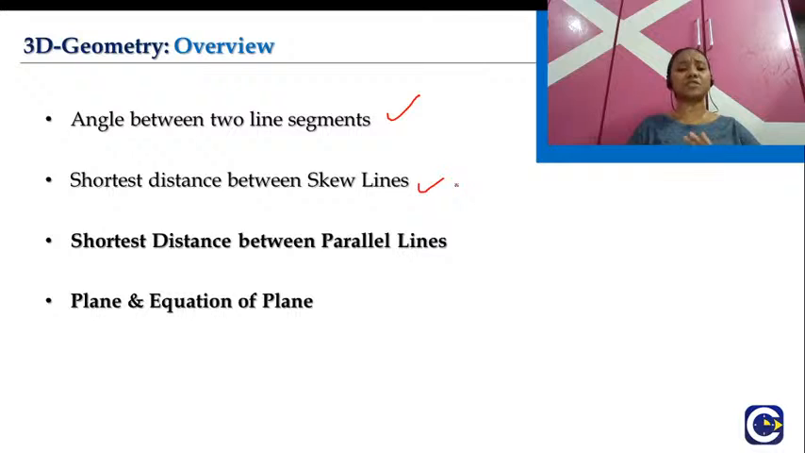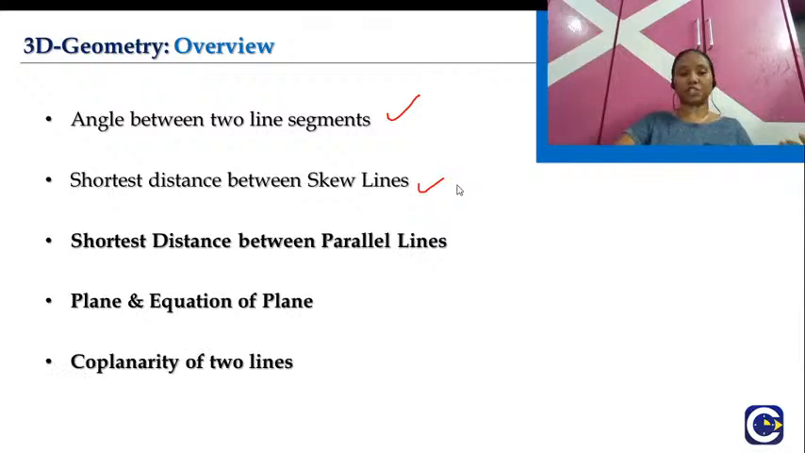In some cases we'll see two representations, the vector representation as well as the Cartesian form, because in some questions, if they are given in vector form, there is no need for us to convert into Cartesian and then solve further. For that reason, we should be aware of both representations: the vector representation and the Cartesian form.